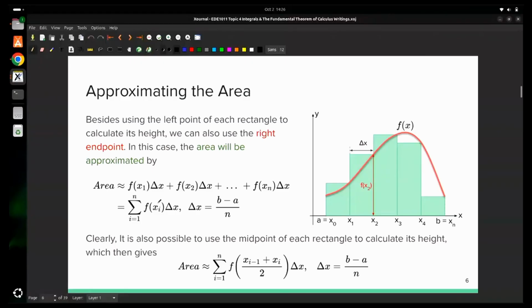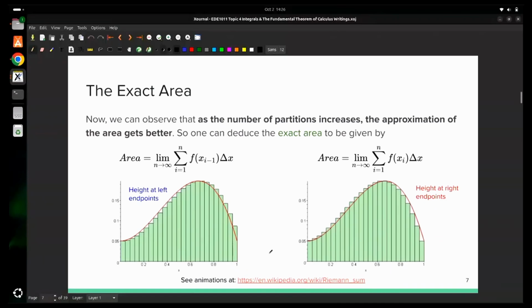Of course, these are not the only two ways, using the left and using the right. I can also choose to use the midpoint. Clearly the midpoint will be a lot more accurate. But later on you will see that we just choose the right endpoint, which is the easiest to use, because eventually we are going to increase the number of rectangles.